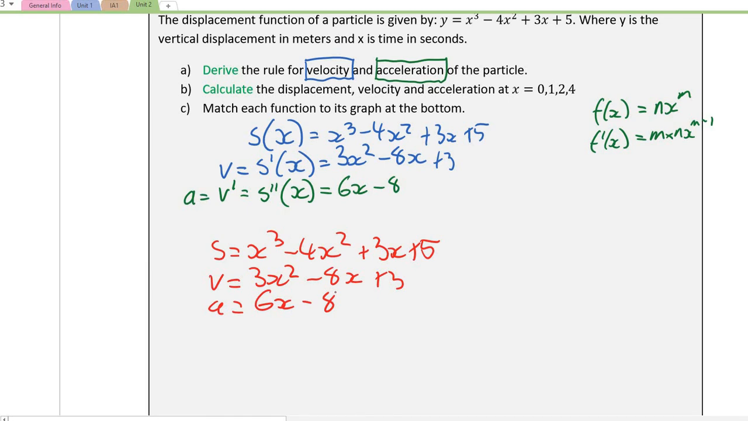Okay. Now, for each of those 3 equations, I've been asked to find a value for when x equals 0, 1, 2, 4. Who wants to do those 12 workings out? Not me. I certainly don't want to. Is there a shortcut way where I can do all of that math without really having to do any effort at all?